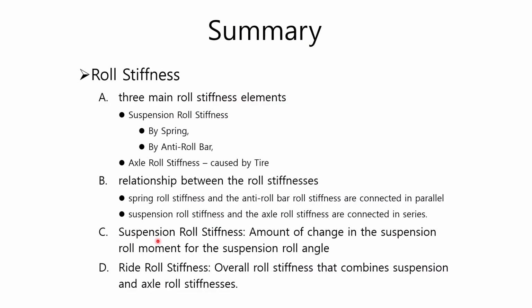The suspension roll stiffness represents the amount of change in the suspension roll moment for the suspension roll angle, and the ride roll stiffness represents the overall roll stiffness that combines all of the above three roll stiffnesses.